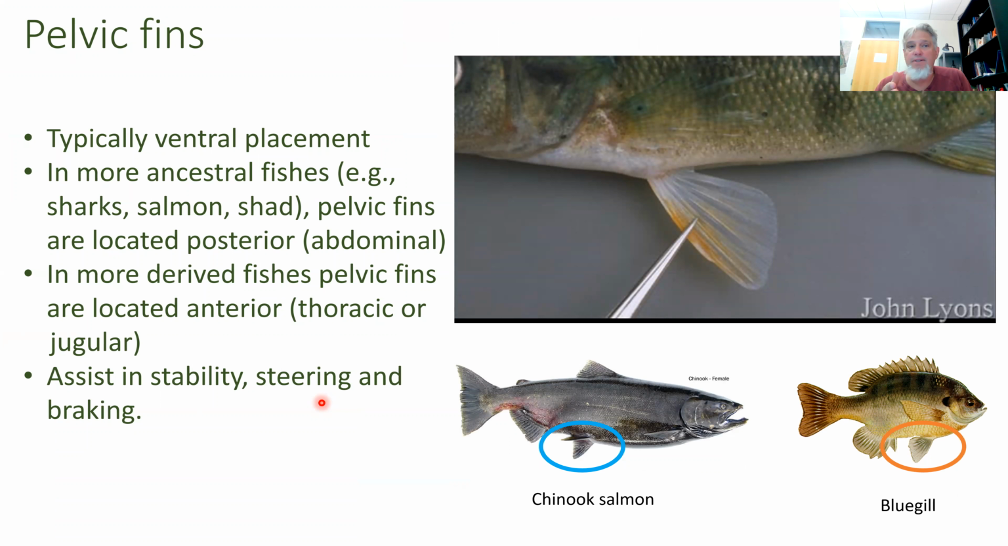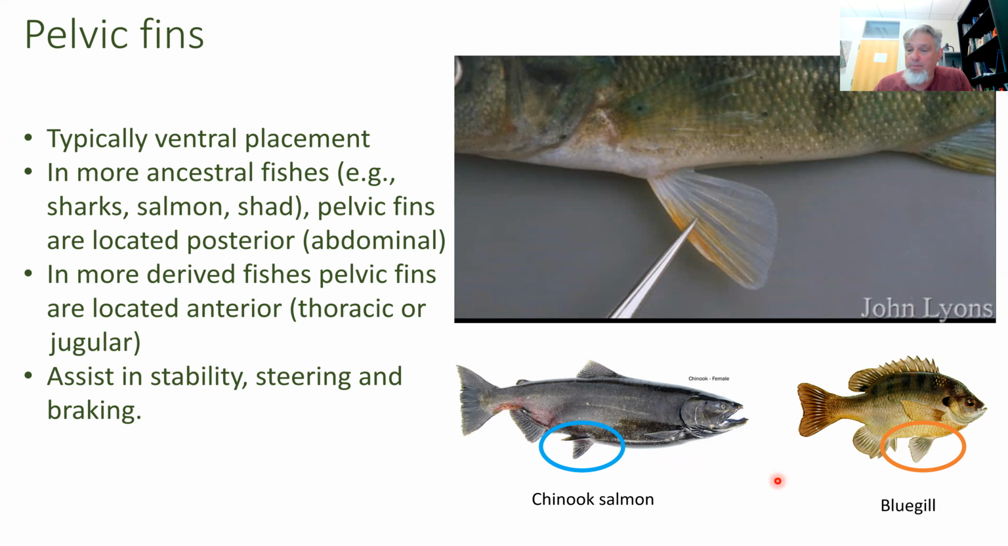The pelvic fins tend to be more posterior to the pectoral fins, and they can be placed at different points in the body, and we have terminology for that too to describe that placement. In more ancestral fishes, they're located way towards the back, like in this salmon, which is a Protacanthopterygian teleostean fish. So they're a little more ancestral. And this is called an abdominal placement.